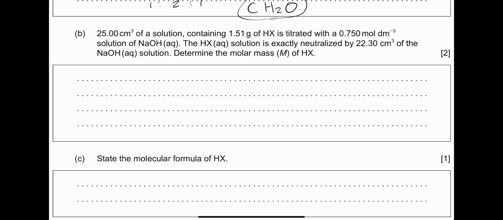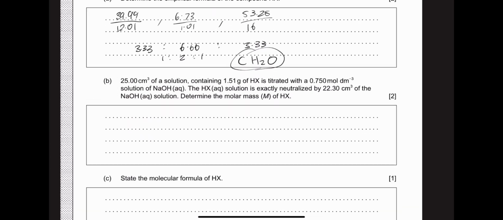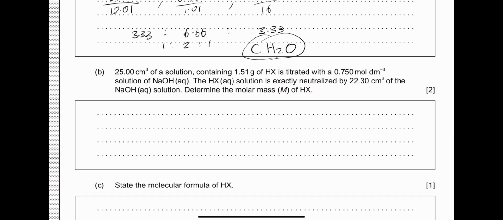25 cm cubed of solution containing 1.51 grams of HX is titrated with a 0.75 mol per dm cubed solution of NaOH. The HX solution is exactly neutralized by 22.3 cm cubed of the NaOH solution. Determine the molar mass of HX. Okay, so we know that it is exactly neutralized by 22.3 cm cubed of the solution. So that means the moles of HX is going to give us the moles of NaOH. And we know it's monoprotic, so it's an easy one-to-one reaction stoichiometry.